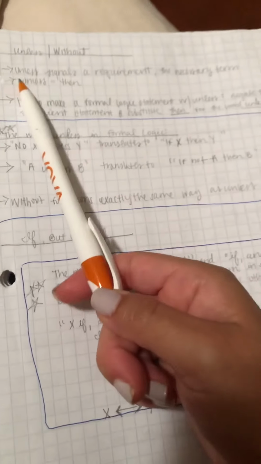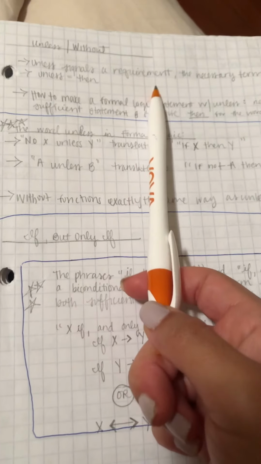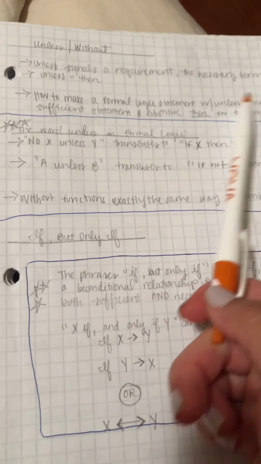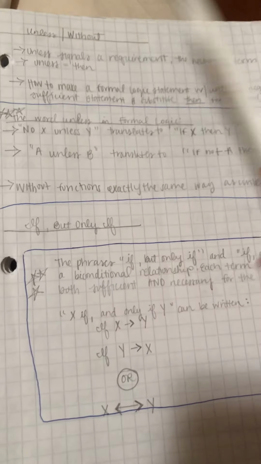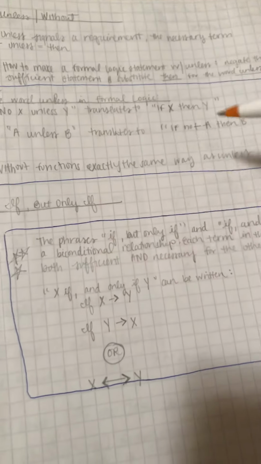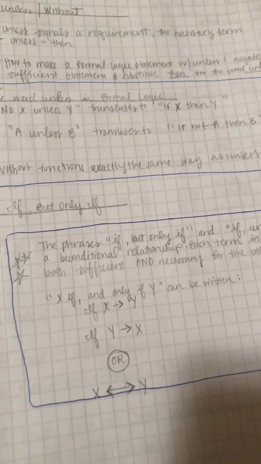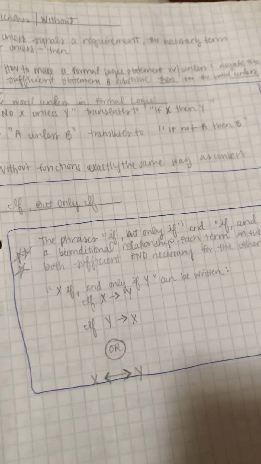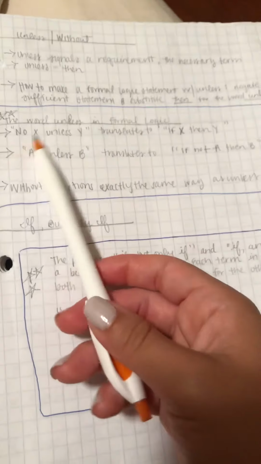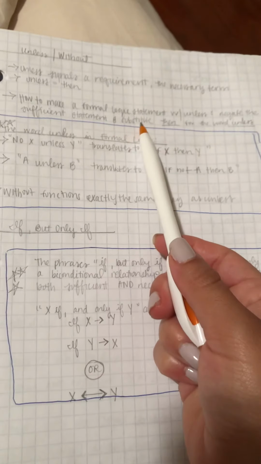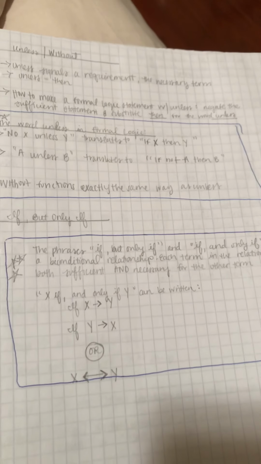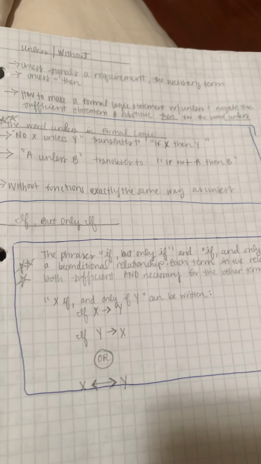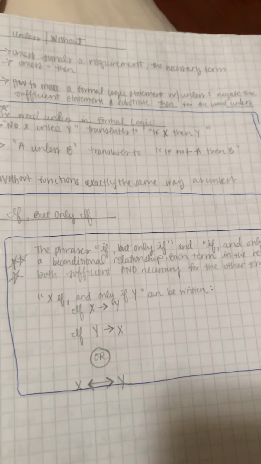All right, unless and without. Unless signals a requirement, the necessary term. So unless is the same as then. So when you see then or unless in the prompt, you know that's the necessary term. How to make a formal logic statement with unless: negate the sufficient statement and substitute then for the word unless.